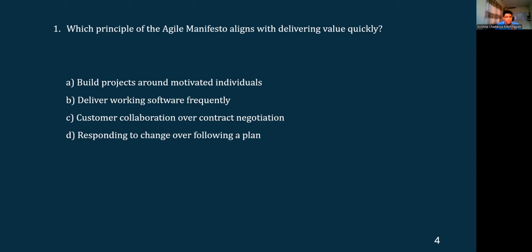Customer collaboration over contract negotiation. This is again talking about how to collaborate with the customer. However, this is not quite giving us a sure relation to what the question is asking. And D, responding to change over following a plan. While this principle highlights flexibility and adaptability, it doesn't quite relate to delivering value frequently or quickly. So out of all the options listed, we can now understand that B is the most appropriate answer here.